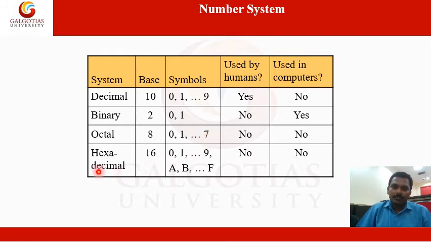Similarly, for the hexadecimal number system, we use base 16, and the symbols used in this number system are from 0 to 9 and A, B, C, D, E, F, which go up to 15 in the decimal equivalent. So these are the four basic number systems that we use.